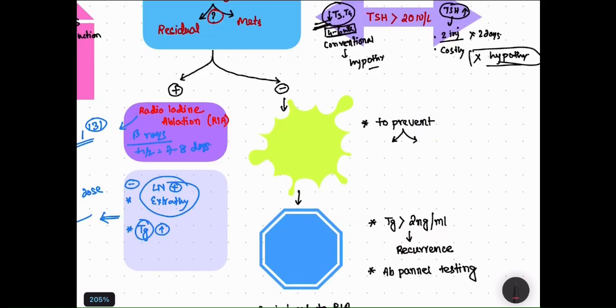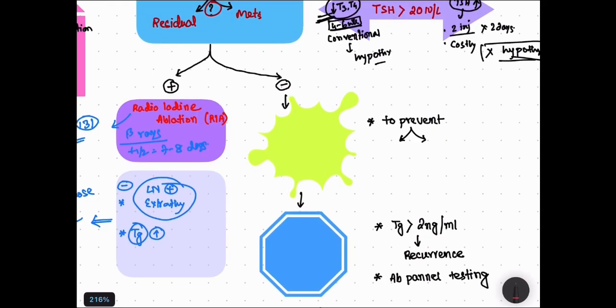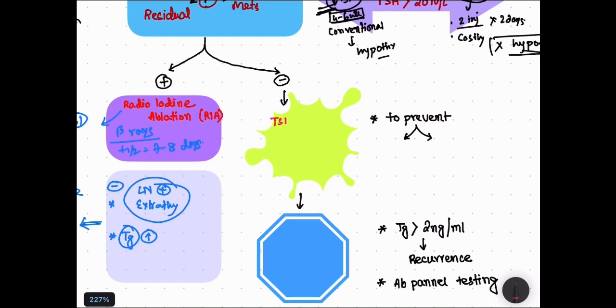Now, if the residual disease or metastasis is absent, in that case what we are going to do is TSH suppression. See, TSH suppression is done by giving thyroxine. Okay, so we give thyroxine, and thyroxine is going to inhibit the pituitary, like negative feedback to the pituitary, so the TSH secretion will be decreased. Okay, TSH is a potential factor which can increase the growth of the gland. Okay, so this TSH suppression is needed to prevent the growth of the tumor or prevent the growth of the cancer, further recurrence.